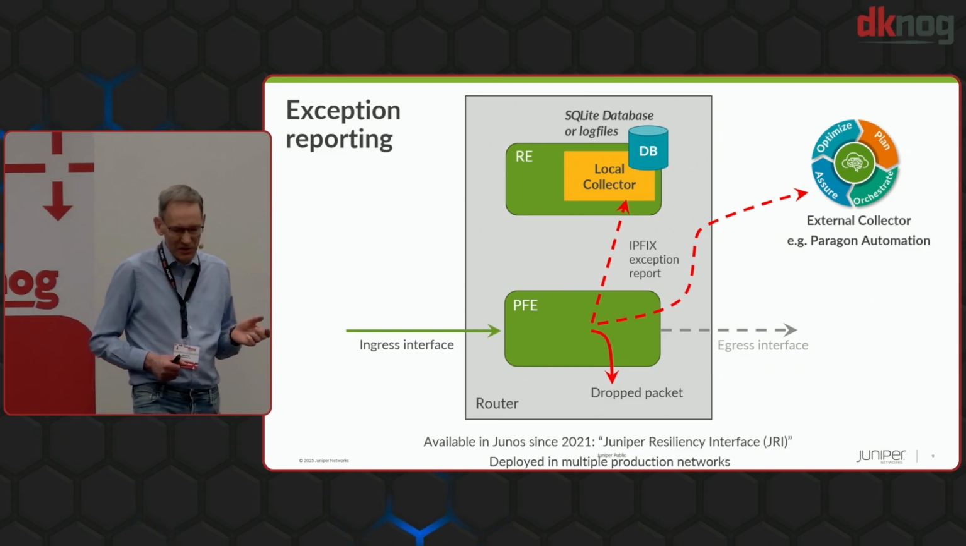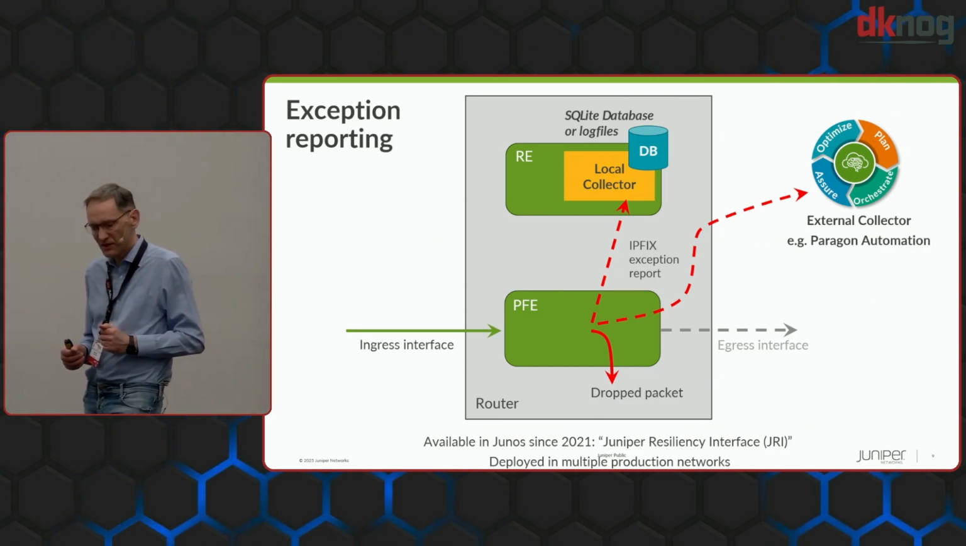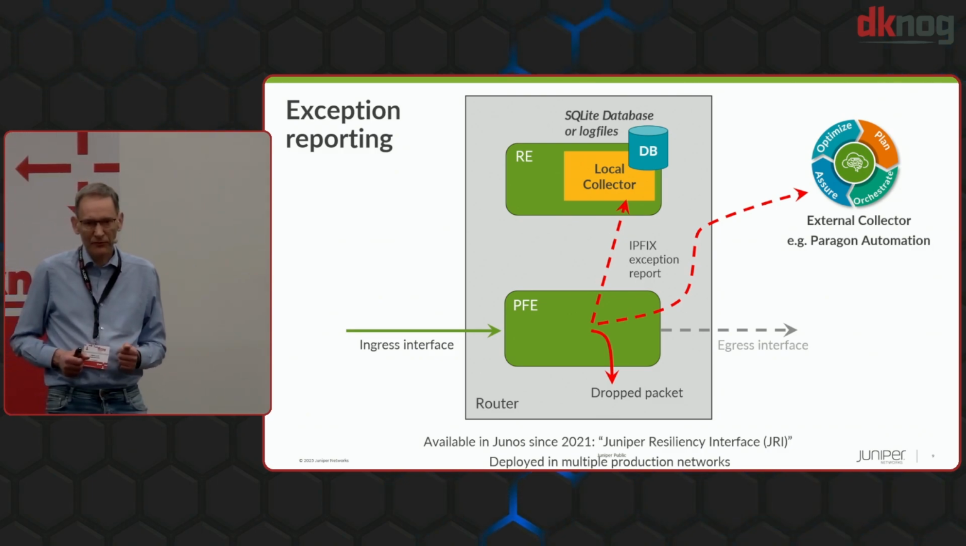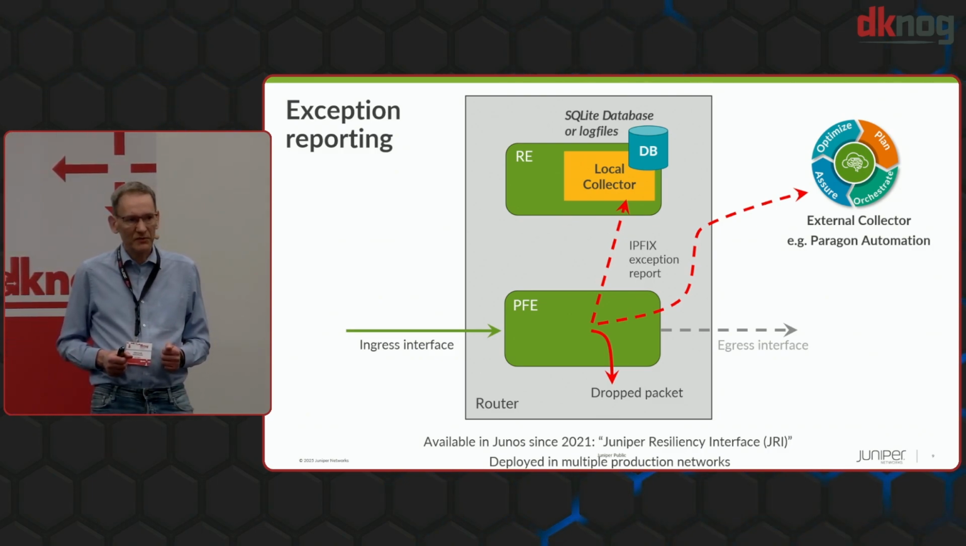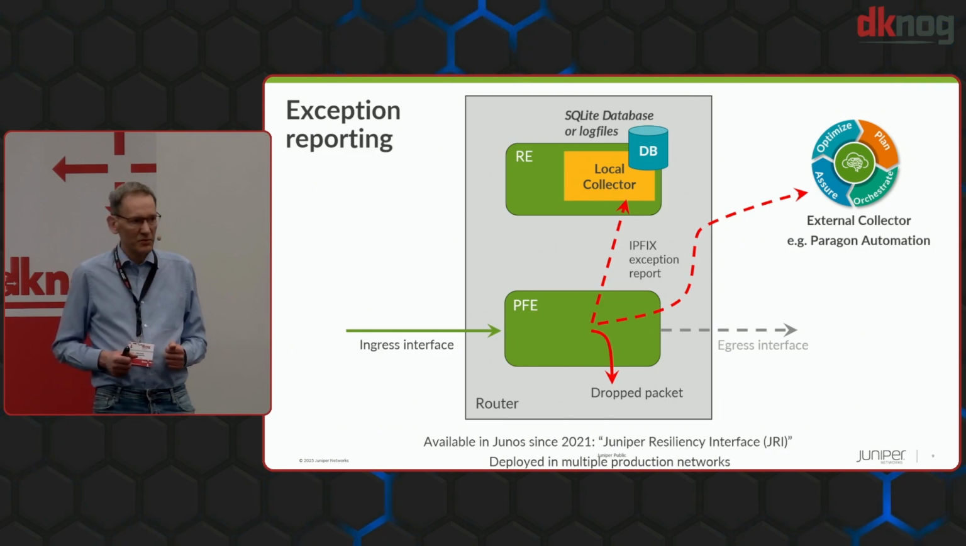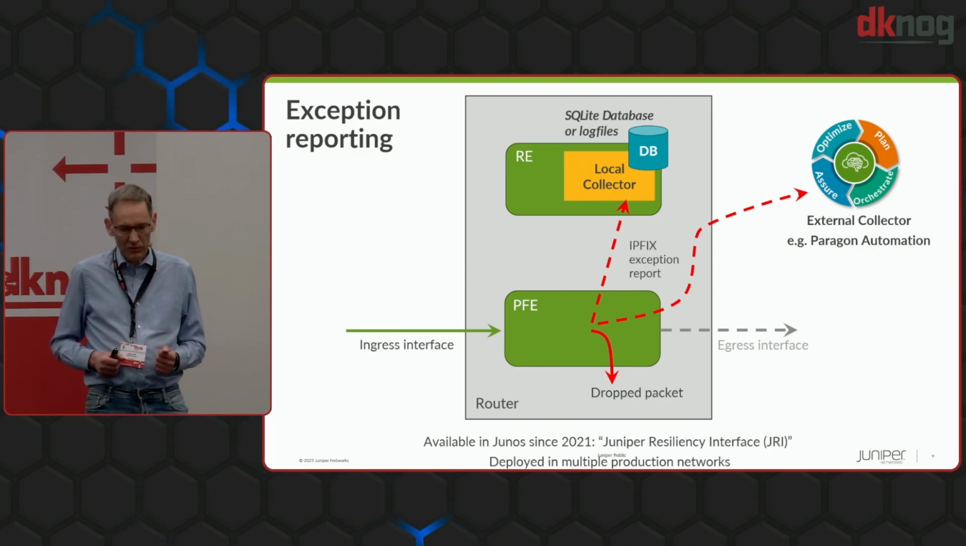In terms of Juniper, we were the inventors of this, and it's called Juniper Resiliency Interface. If you're looking at our tech pubs, it's been available for about 3 or 4 years now. It's been very successful, so quite a lot of production networks have deployed it, and the people who deployed it found it a very useful tool, making it much easier to detect these black holes.